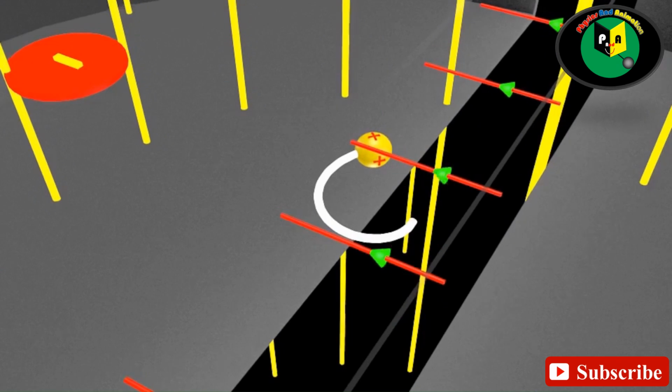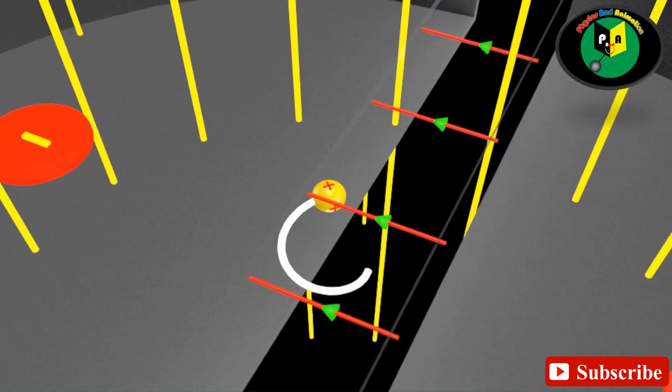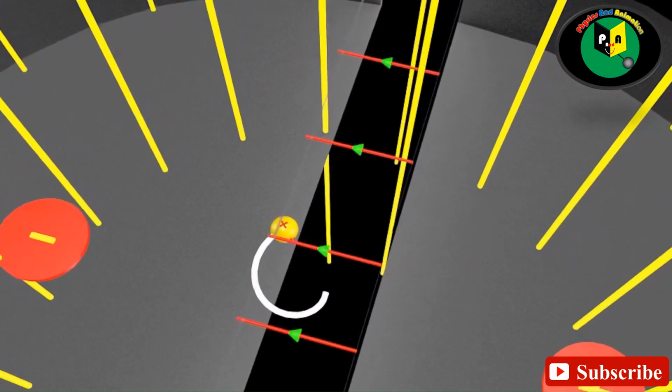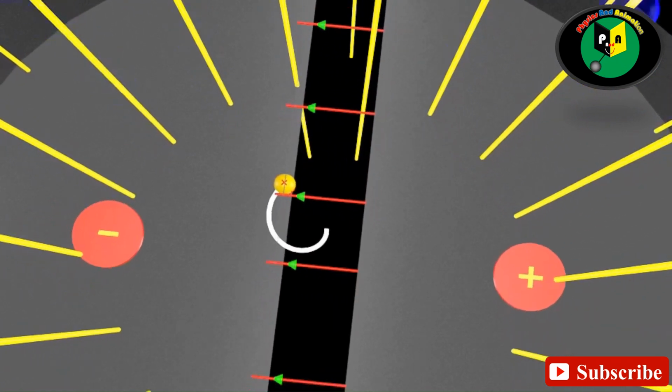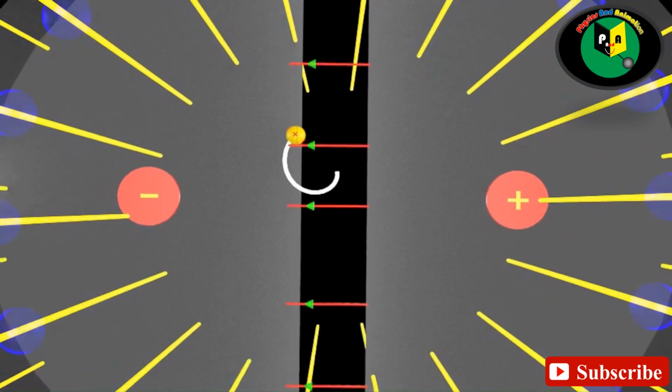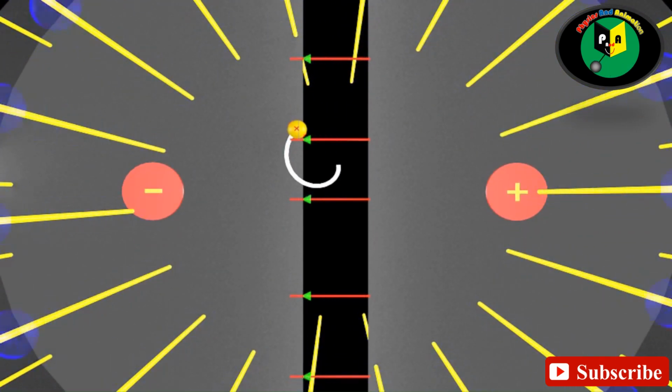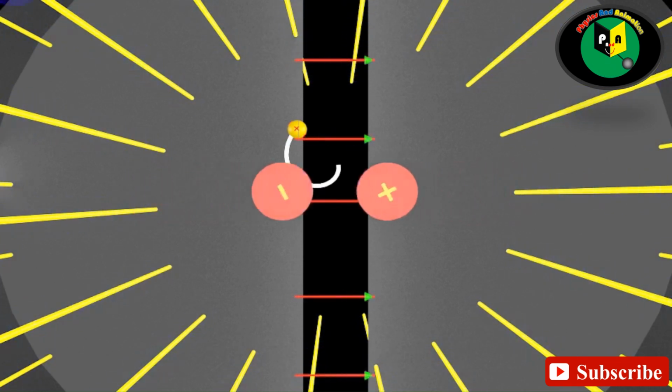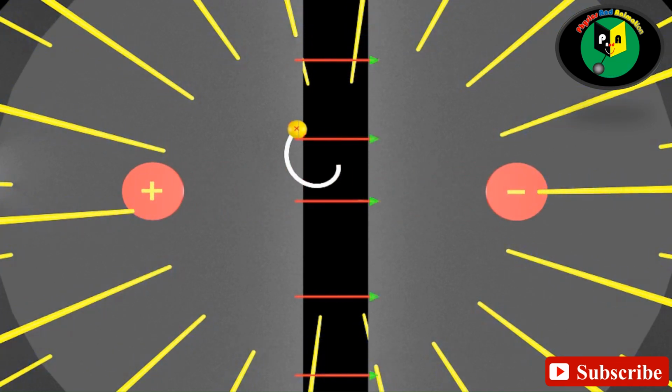After turning in a circular path, the positive particle again enters the gap between the two Ds. As soon as the positive particle enters the gap, the high tension oscillator provides a favorable electric field by changing the polarity of the two Ds to accelerate the positive particle. Because now the electric field is favorable to the positive particle, it is again accelerated by the electric field, which increases its velocity.